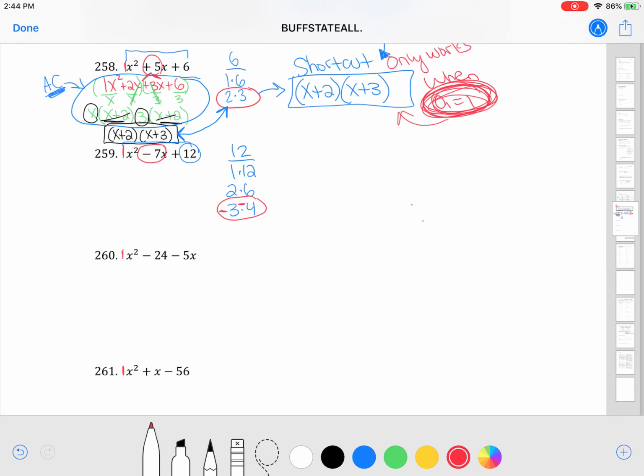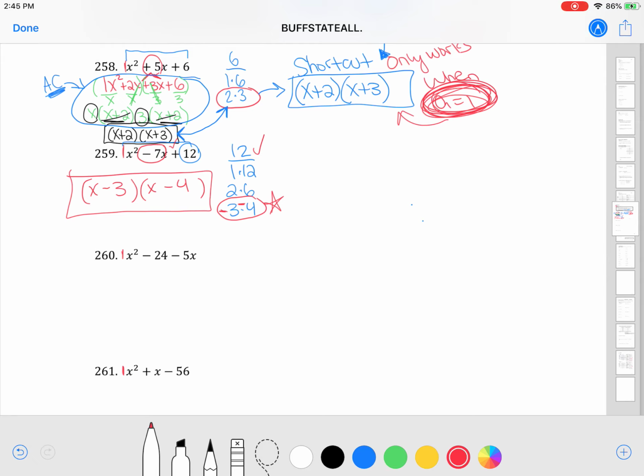So I'm going to use negative 3 and negative 4, and I'm going to be smart and just double check that those numbers work. Negative 3 times negative 4 is positive 12. Negative 3 plus negative 4 is negative 7. This is my correct pair. Now using the shortcut, all I have to do is plug those numbers into this format. Because they're negatives, it's going to be minuses. So x minus 3, x minus 4, and that's your final answer.